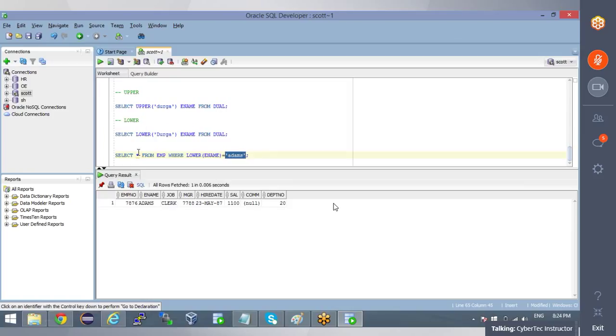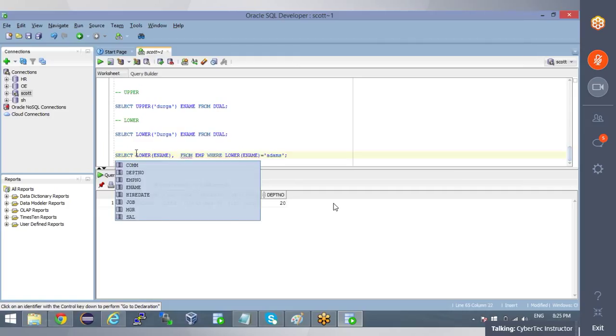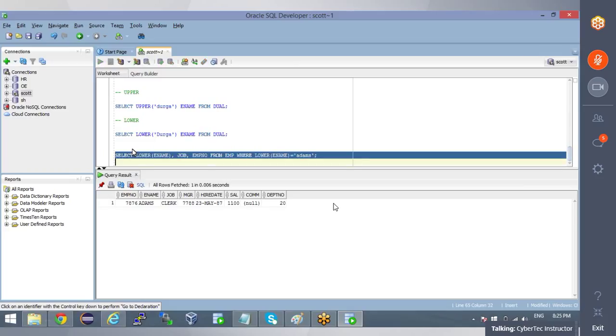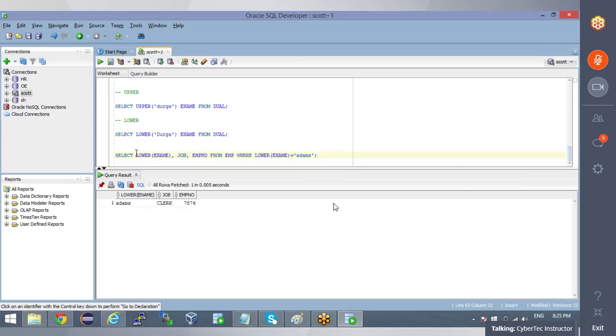But if you had mentioned here lower of ename, comma, job, comma, emp number, if we give in this way, then it would lower the data. So the difference between both the conditions is in the very first condition, when I have gone with asterisk, I'm going to retrieve the values as they are stored in that particular table.